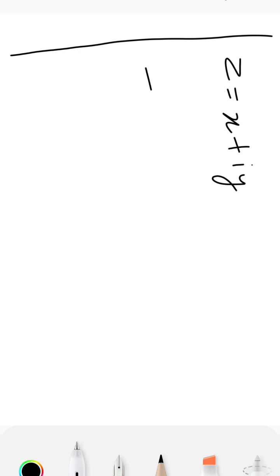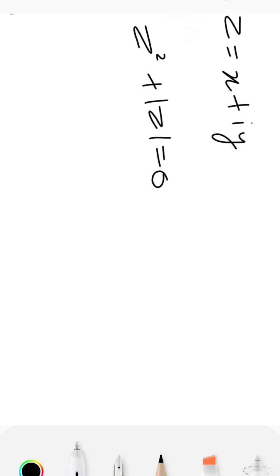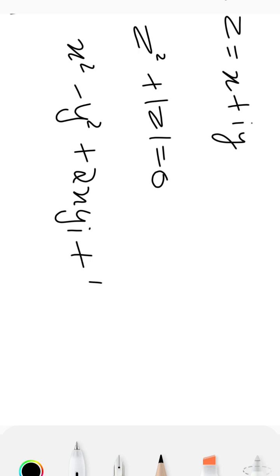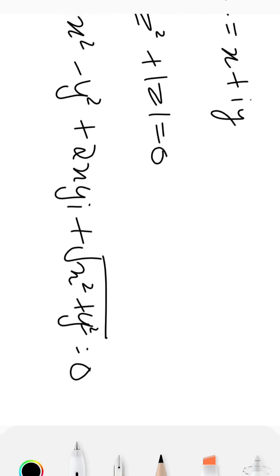So the question is asking me that z square plus mod of z equal to 0. So what are the number of distinct solutions, right? So if I square this, you're going to get x square minus y square plus 2xy i plus under root x square plus y square equal to 0, right? Okay, you have your square, right?